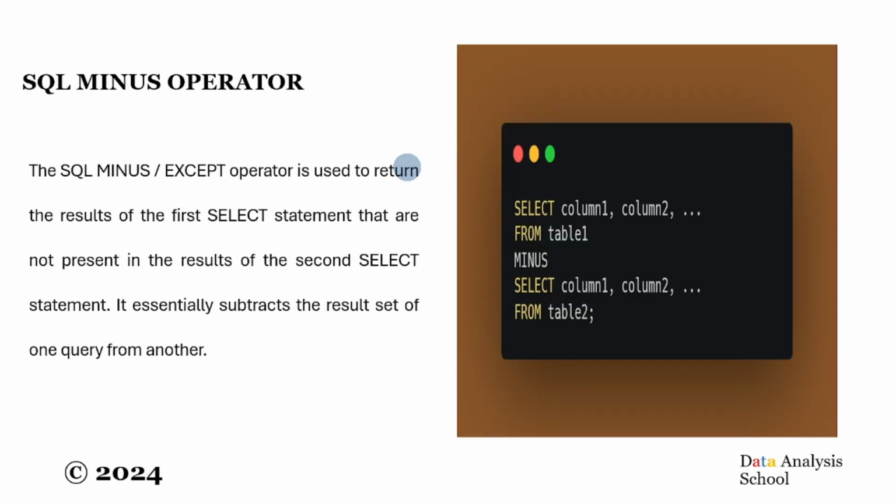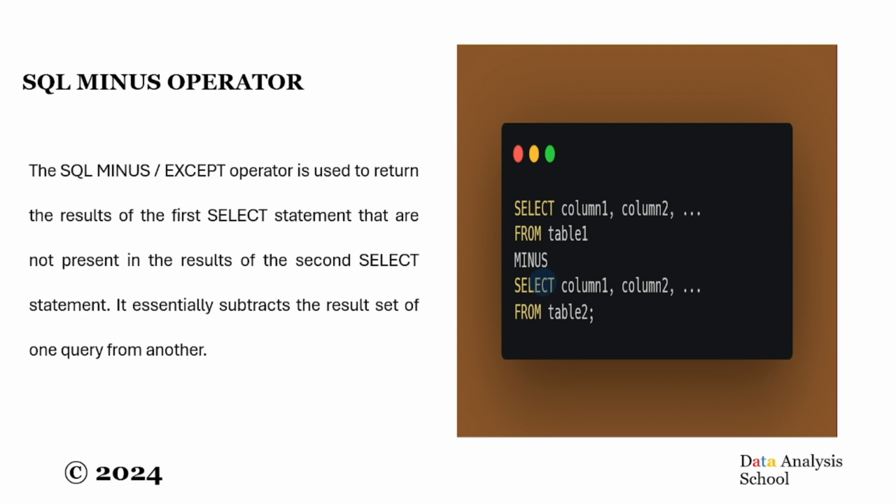The syntax for it is a first SELECT statement, then you have either the MINUS or the EXCEPT operator depending on the environment you are using, then you have the second SELECT statement. The profound thing about this is that these two tables must have the same structure.